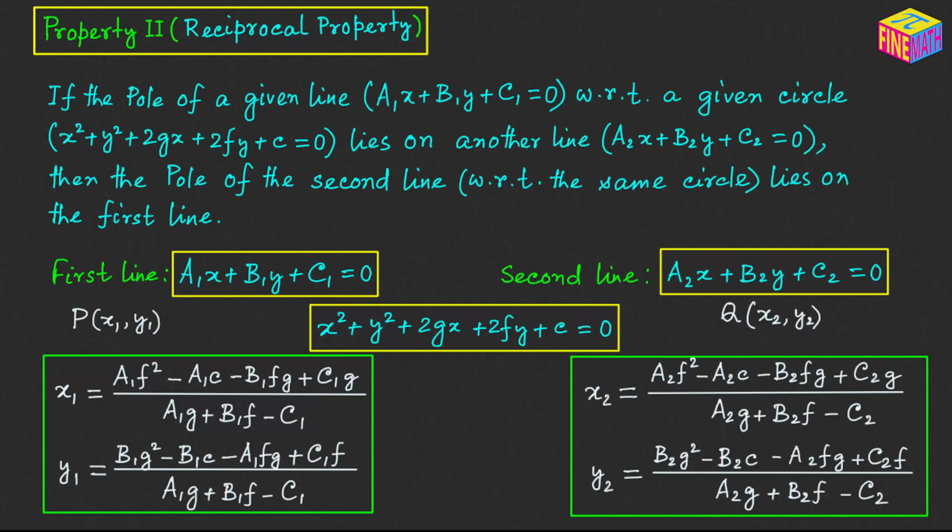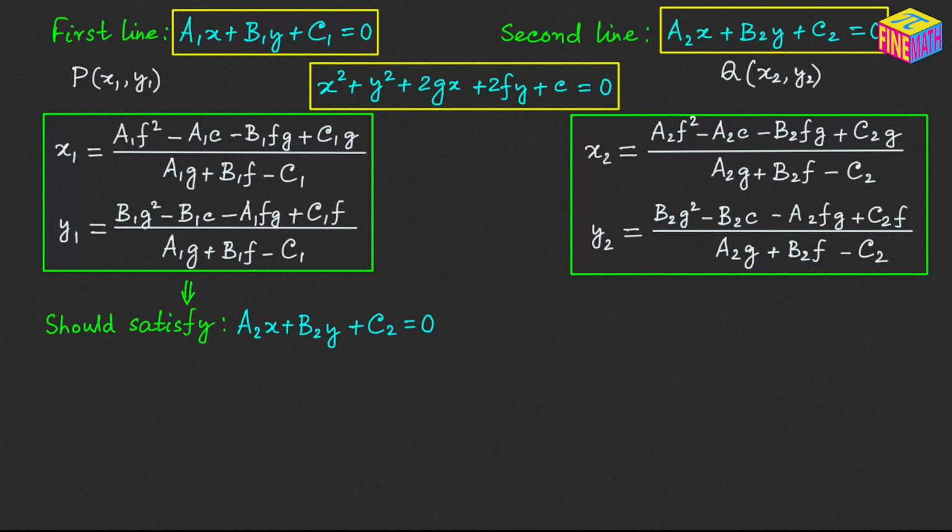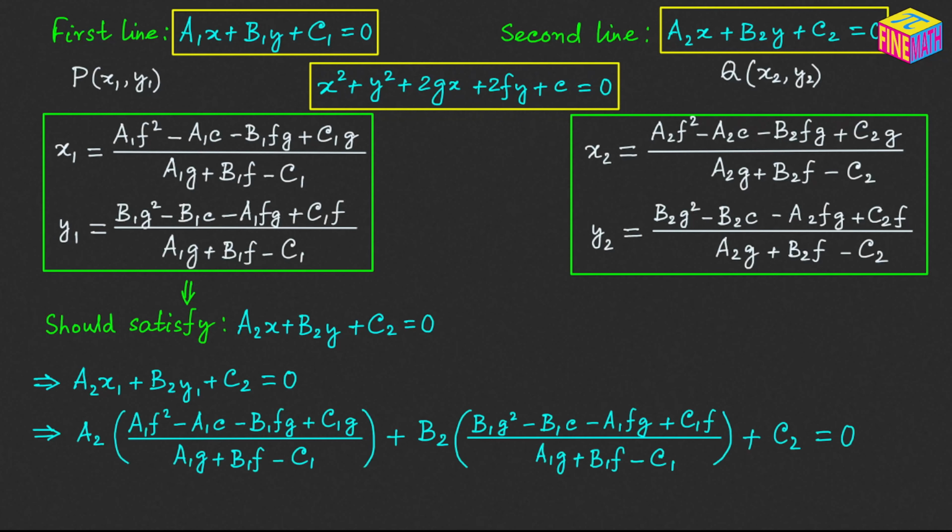So now we are going to create this condition where the pole of the first line would lie on the second line. So I have noted here that x sub 1 and y sub 1 should satisfy the equation of the second line, because those are the coordinates of the pole of the first line, and with the assumption that they lie on the second line, that means x sub 1 and y sub 1 should satisfy the equation of the second line. The equation of the second line is like this, and then let's plug in the values of x sub 1 and y sub 1. Our equation would look like this, and then we are going to simplify.